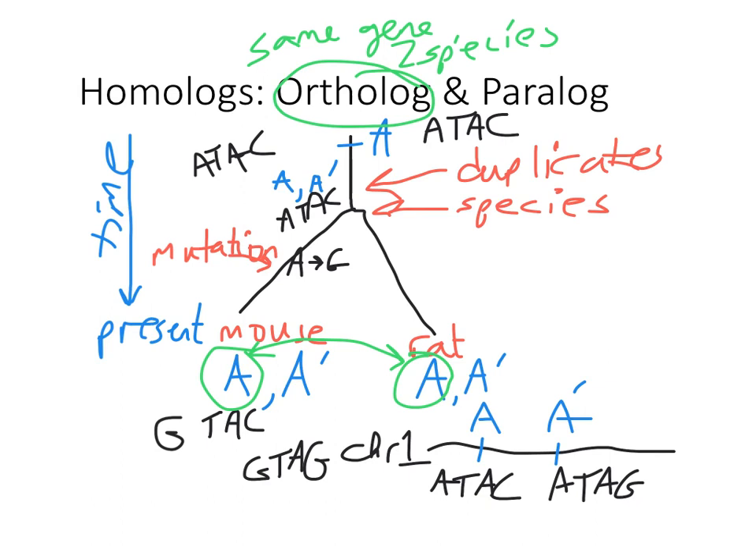It's like saying the RNA polymerase in mice and RNA polymerase in rats, RNA polymerase in humans. They're all orthologs. It's the same gene. It's the gene that does the same function in multiple species.